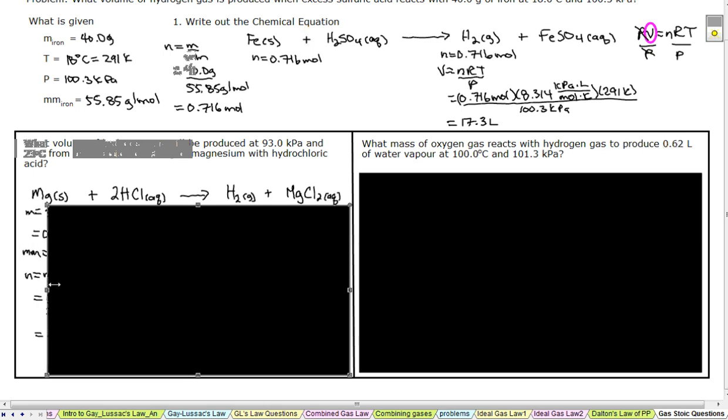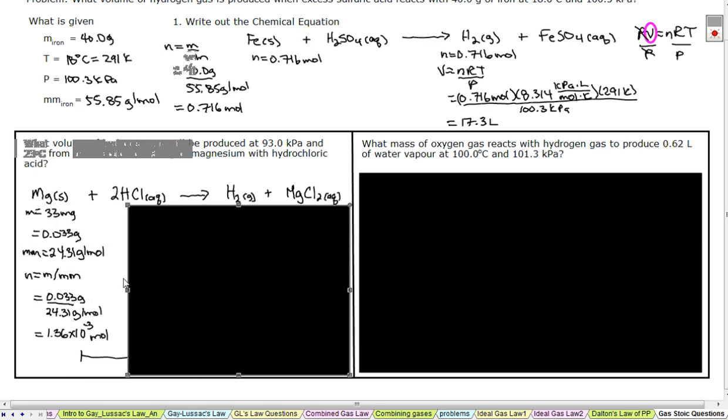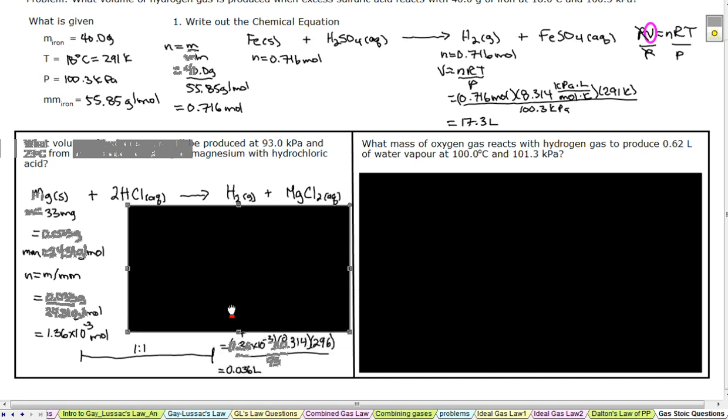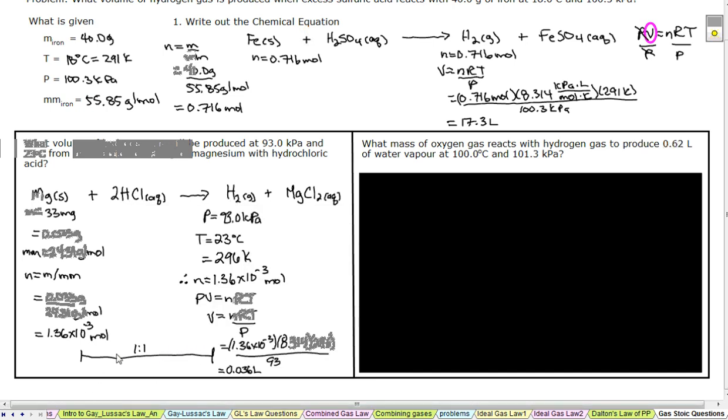So we know some information about the magnesium right off the bat. We know it's 33 milligrams, so we convert that to grams. Find the molar mass, 24.31 grams per mole. Determine the number of moles. Now we look at the molar ratio between magnesium and hydrogen, and we see that it is a 1-to-1 ratio. So by seeing that, we can then go and solve for the rest of the stoichiometry. So we know our number of moles would be the same.